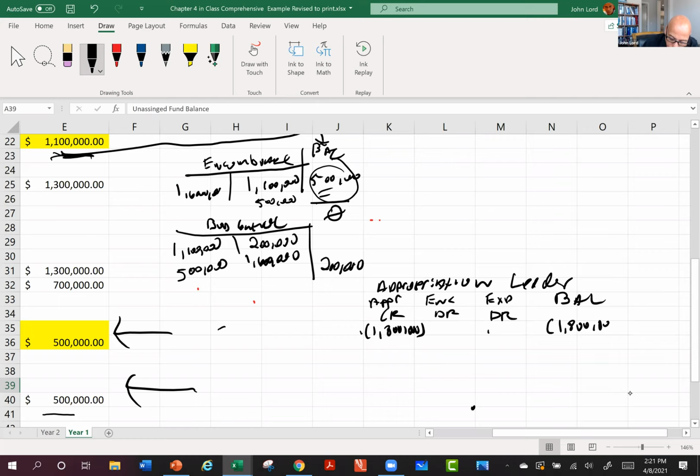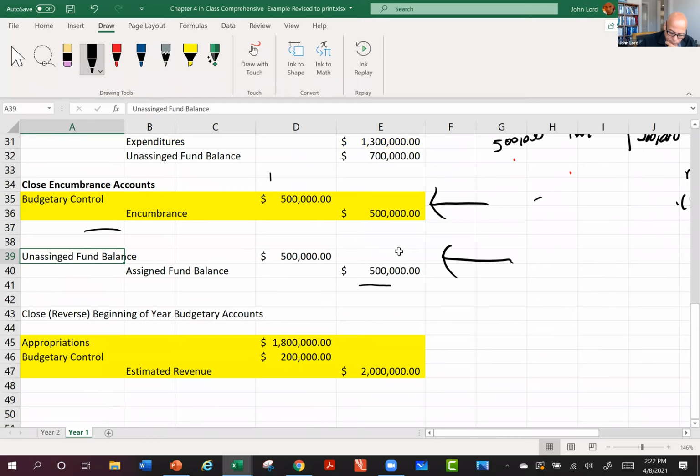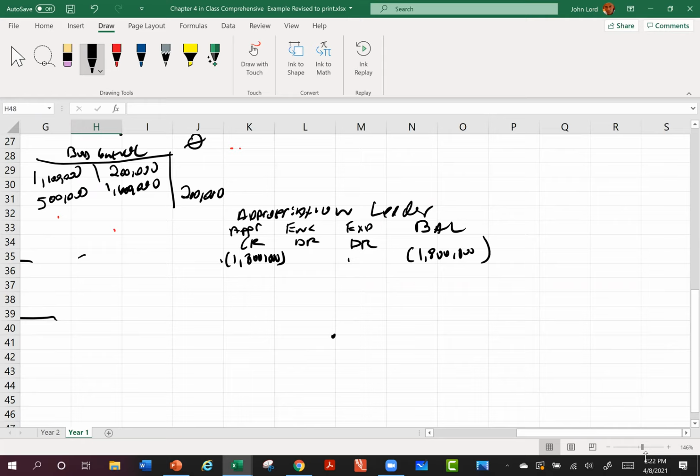Okay. Then I ordered the goods. And when I ordered the goods, I debited my encumbrance for 1.6 and credited my budgetary control for 1.6, right? So when I do that now, I lost my appropriations ledger. Guess it's over here. Oh, okay. The appropriation leftover is 200,000. We're going to finish this example now. You're not going to cut me off. Okay, sorry. We're finishing this now. So I go ahead and I debit the encumbrance 1,600,000, leaving a $200,000 balance in here.